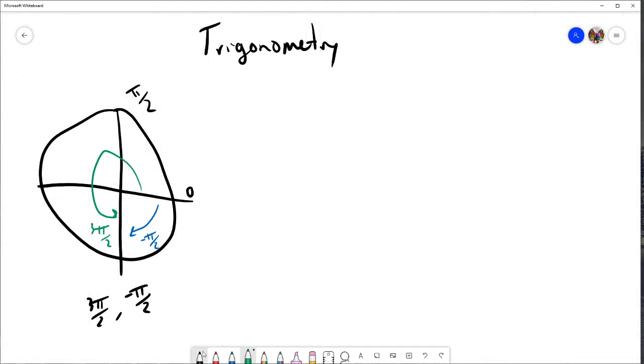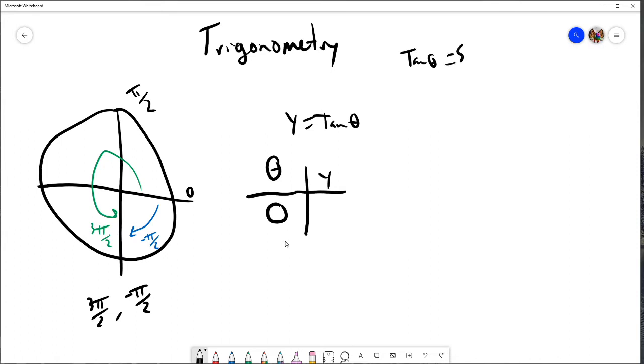Alright, so tangent, y equals tangent theta. So we can start by making a table of values, right? So we can note that when theta is 0, for example, tangent theta is equal to sine theta over cosine theta. So tangent of 0 is equal to sine of 0 over cosine of 0, and sine of 0 is 0, so that means this has to be 0.